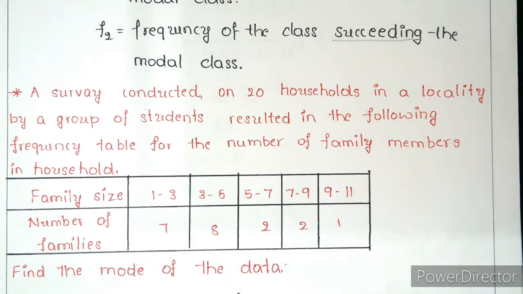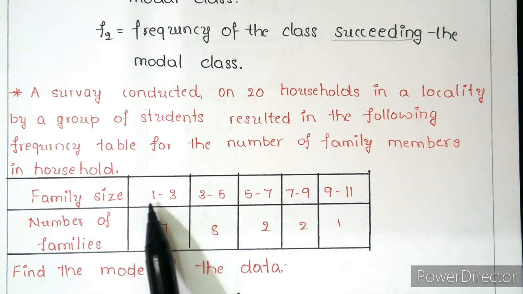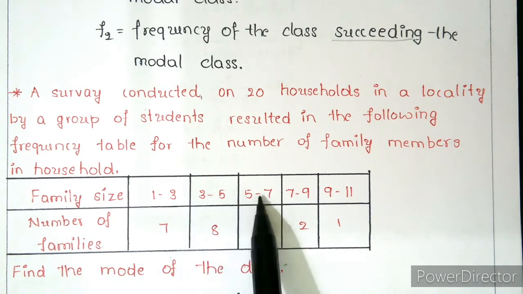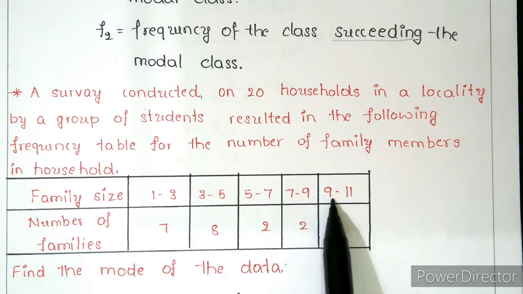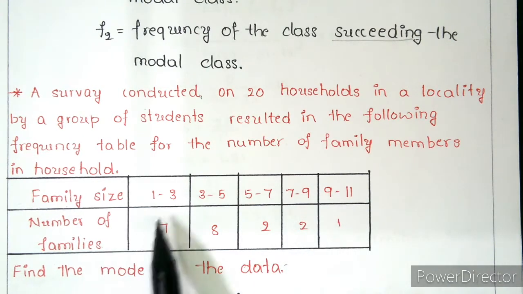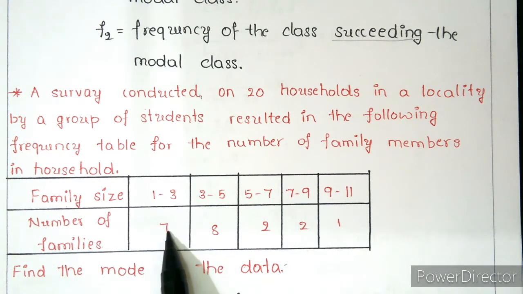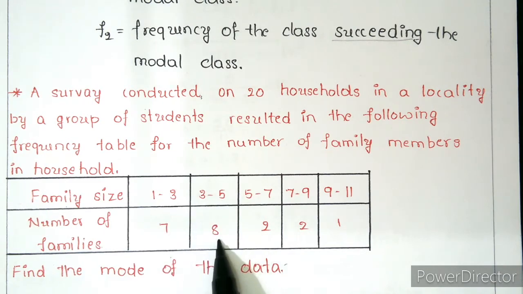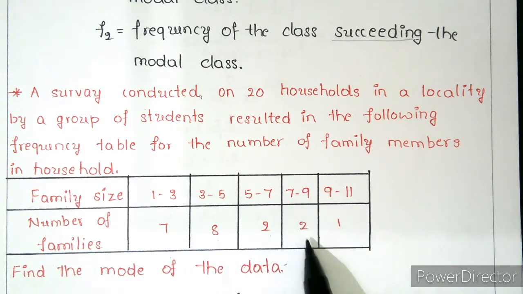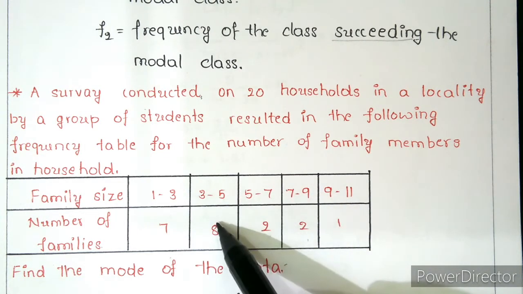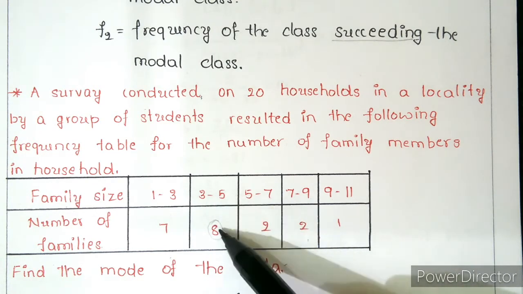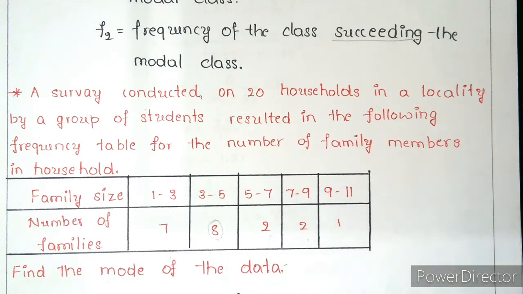Family size: 1 to 3, 3 to 5, 5 to 7, 7 to 9, 9 to 11. Number of families: for 1 to 3 members you have 7, for 3 to 5 you have 8 families, for 5 to 7 you have 2, for 7 to 9 you have 2, and for 9 to 11 you have 1. So the maximum frequency is here, 3 to 5, which is 8. Find the mode of the data.